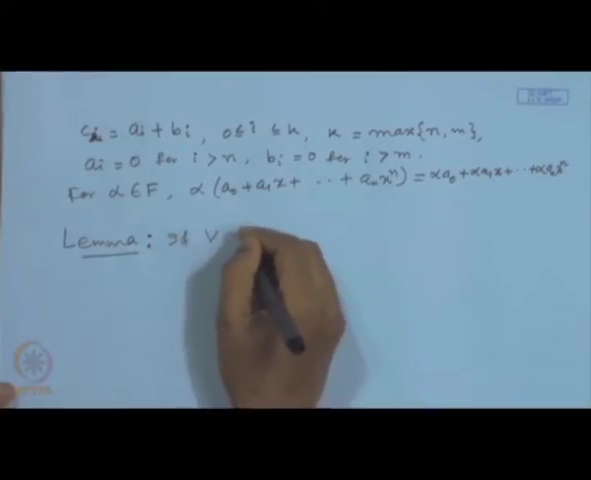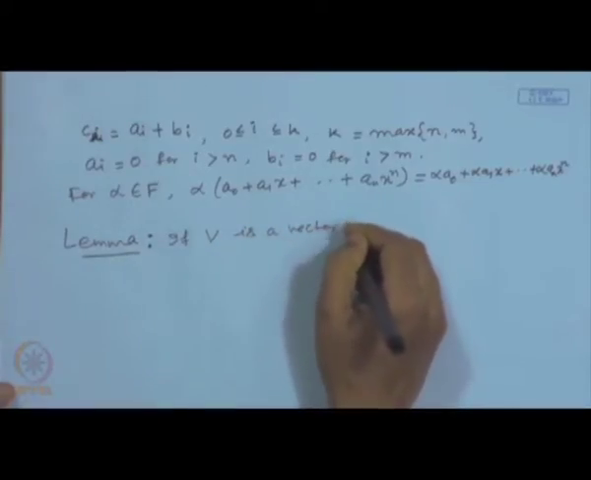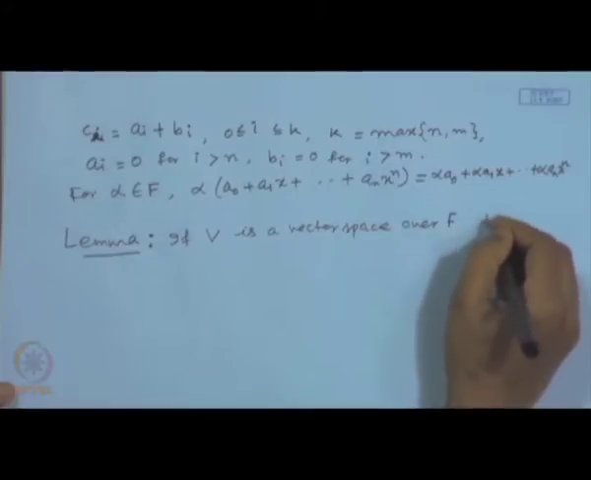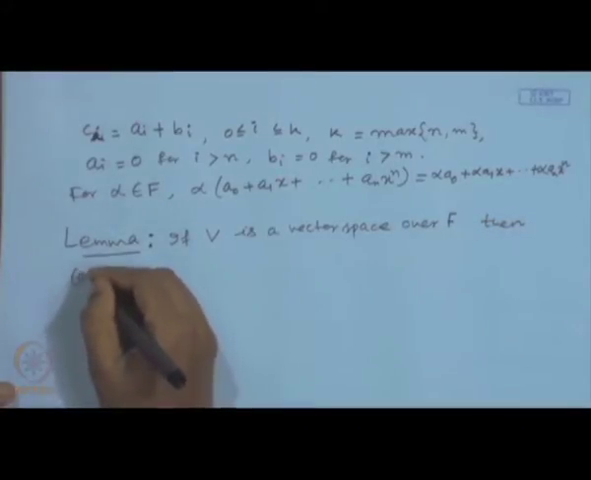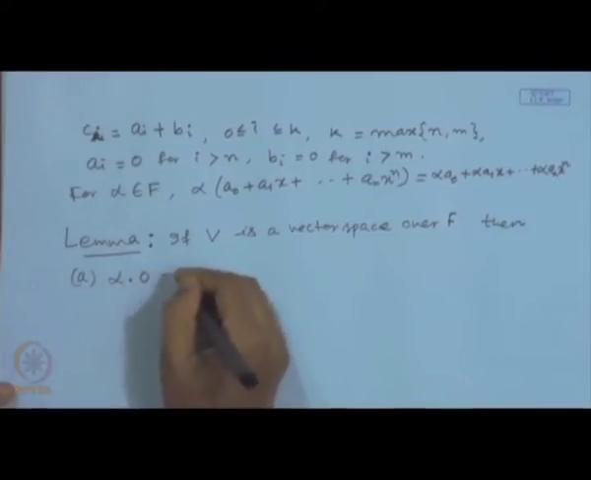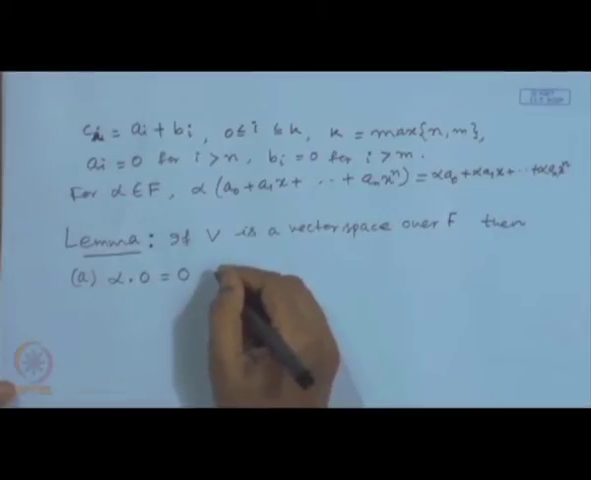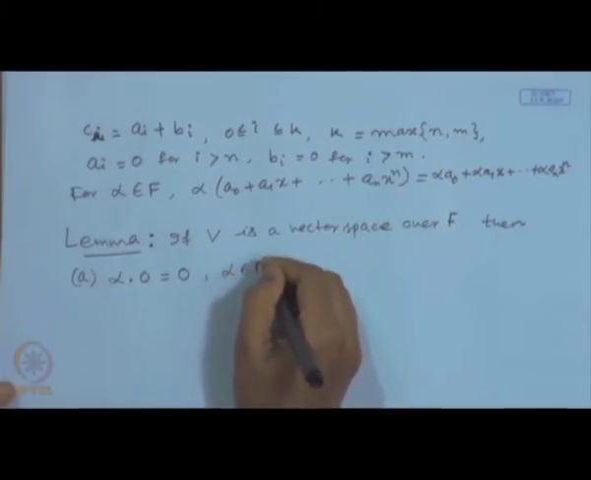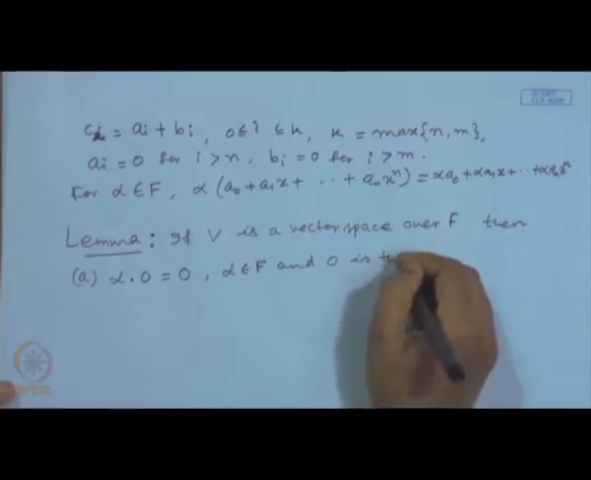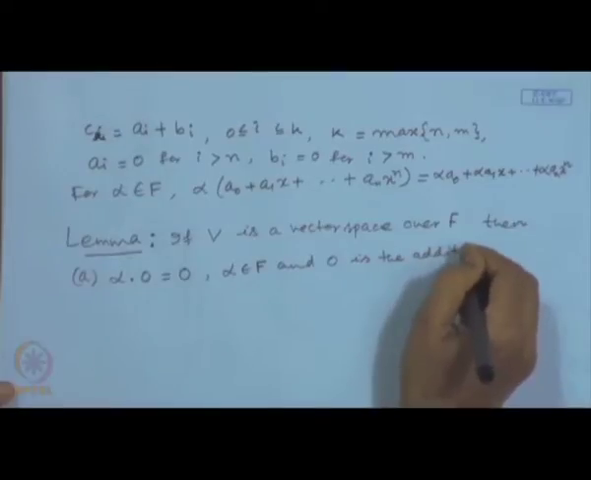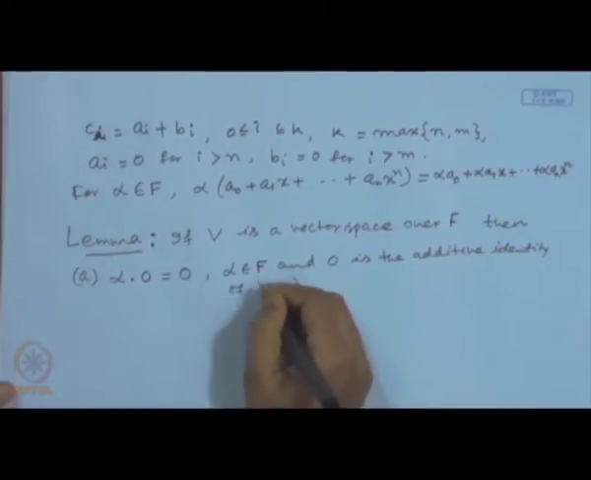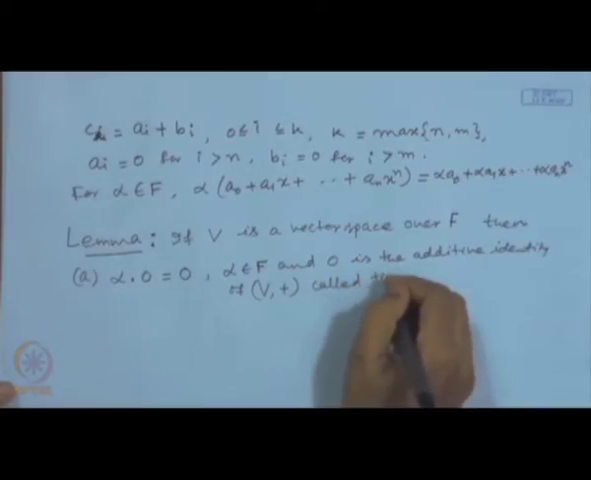So, if V is a vector space over a field F, then we will have the following results. A is this: alpha dot 0 is equal to 0 for alpha belongs to F, and 0 is the additive identity of V, called the 0 vector.